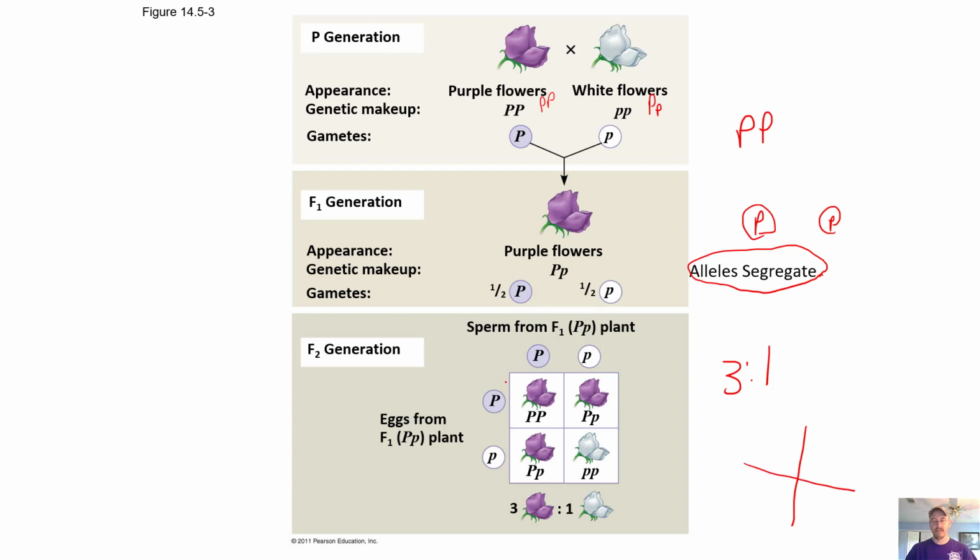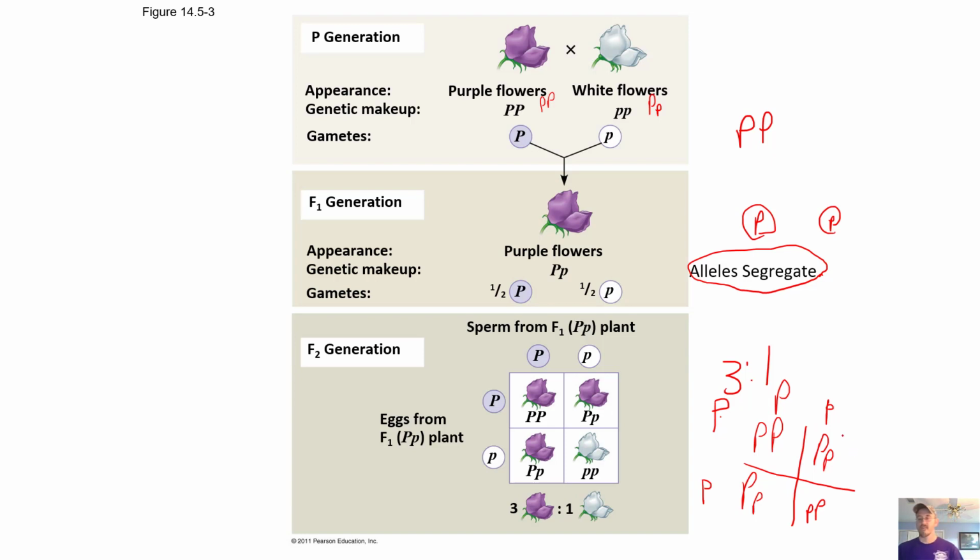So we put the gametes from the purple parent, big P and little p here, and then we'll put big P and little p here. So if this gamete and this gamete cross, we get big P, big P. If this one and this one cross, we get big P and little p. If this one and this one cross, we get big P, little p. And if this one and this one cross, we get little p, little p.